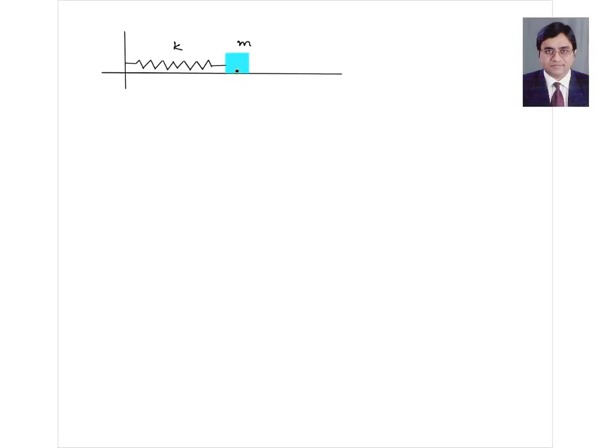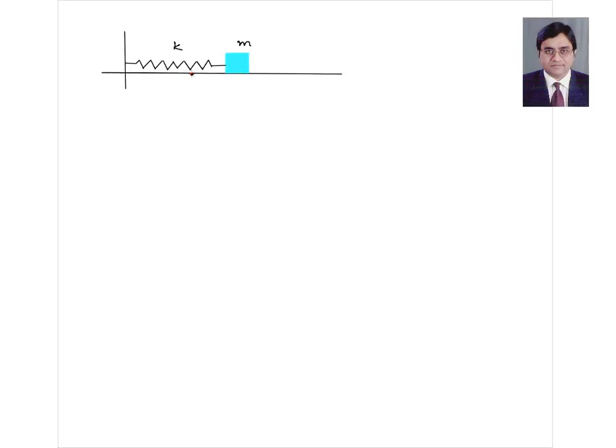Now it compresses the spring more. Spring doesn't like being compressed. So the spring applies force on the right side. That slows down its speed. Force on the right side, speed is on the left side. Slows down, and finally it stops. Say it stops somewhere here.